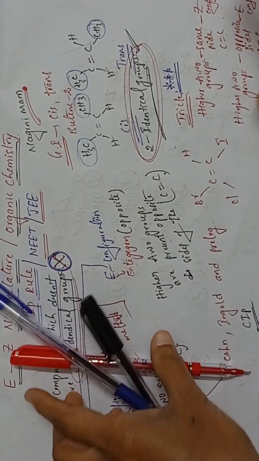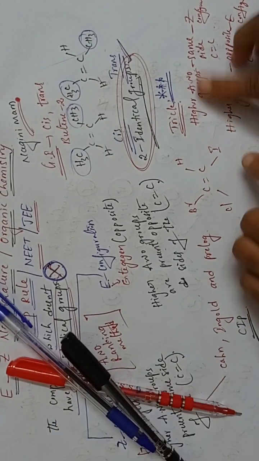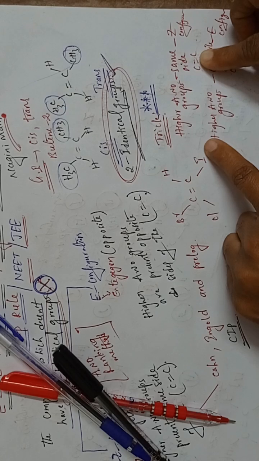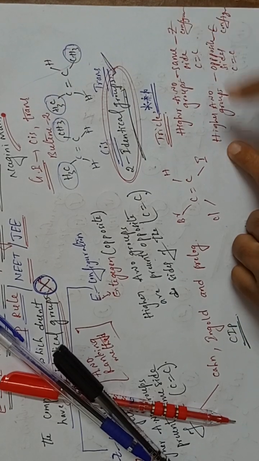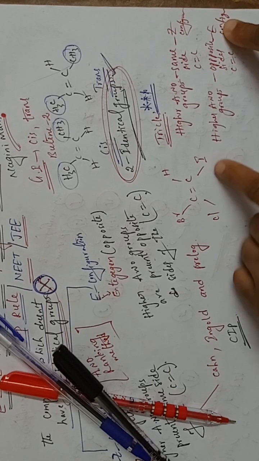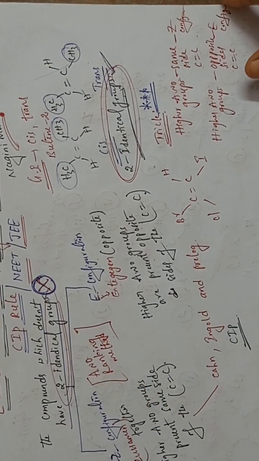Now, what is the trick here? See here, higher atomic number groups. If the higher atomic number groups are present on the same side of the doubly bonded carbons, that is Z configuration. If the higher atomic number groups are present on opposite sides of the doubly bonded carbon atoms, that is E configuration. Clear?